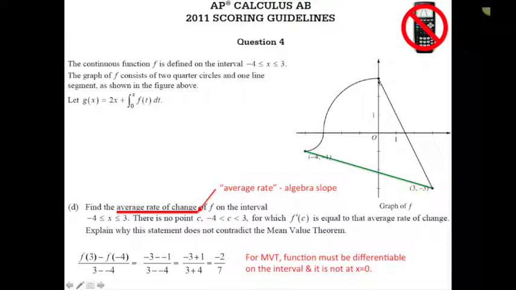So that means we don't necessarily contradict the mean value theorem, it's just that we can't use it because it's not valid for piecewise functions when we have these sharp points or cusps.